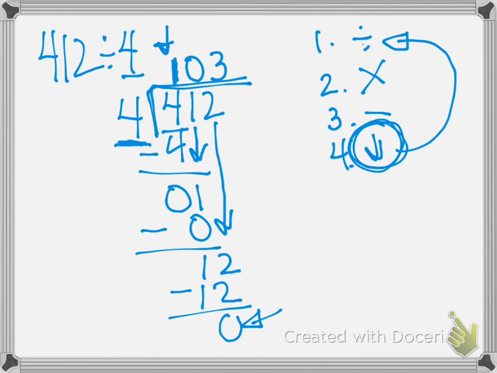Now if you have a 0 here, you don't have a remainder. But if you have a number here, and you have to make sure it's less than 4, if you have a number down here, then that's your remainder. We don't have a remainder because we have a 0. So our quotient is 103.